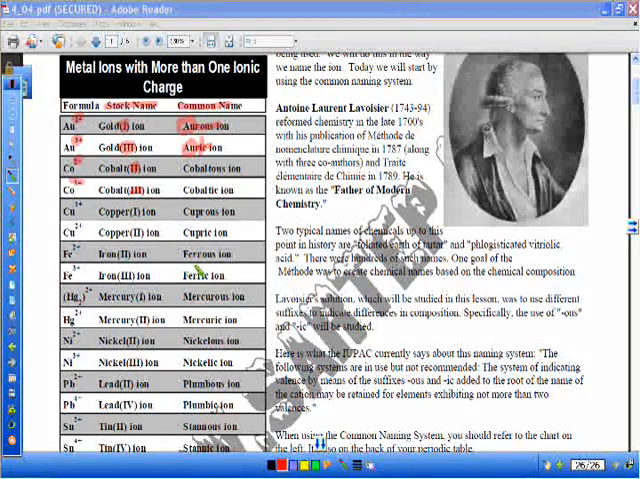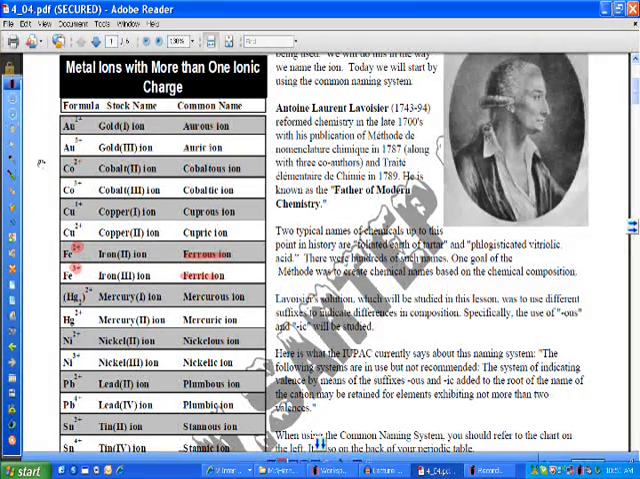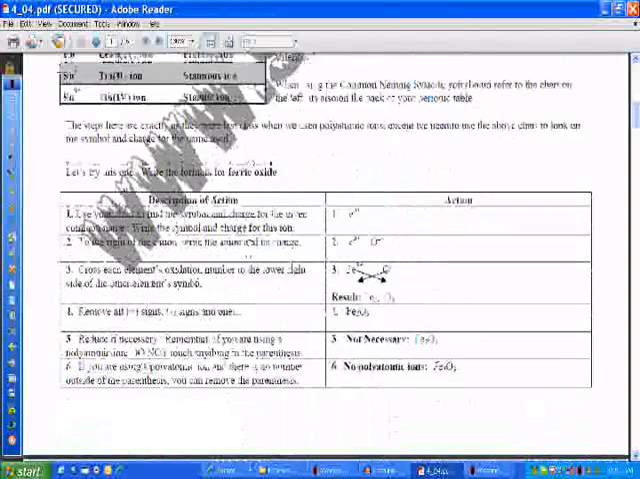Let's look down here. Ferrous can be +2 or +3. O be low, so it's the +2. Ferric, I be high, so it'd be the higher of the two. Alright, so let's go and look at writing formulas.